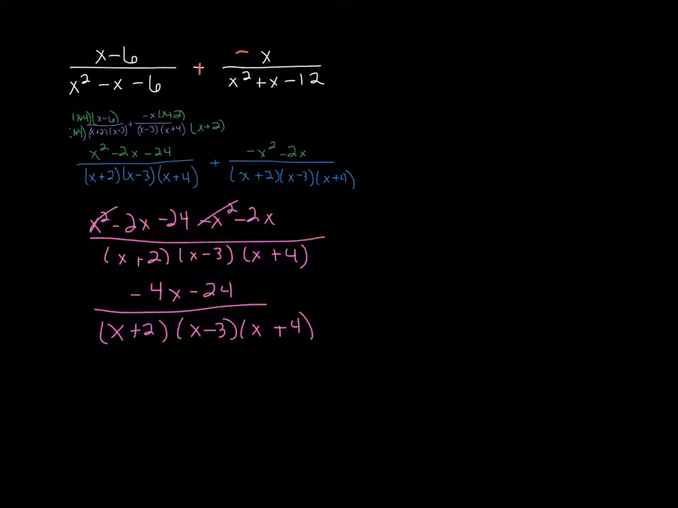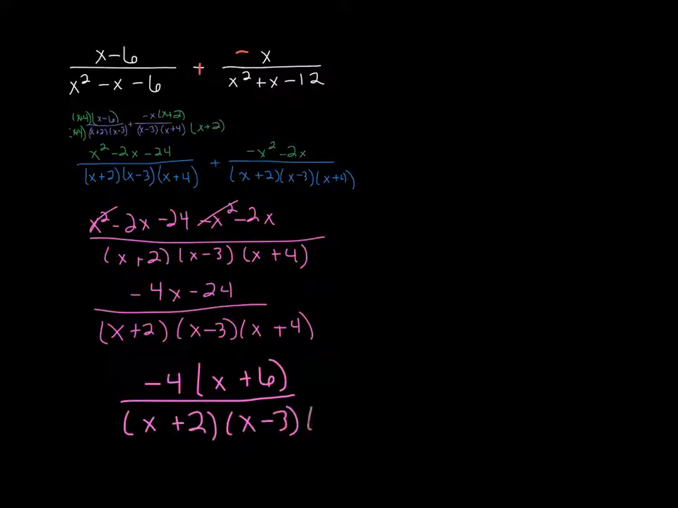Okay, now let's factor this numerator, see if there's anything we can cancel. We factor by finding the common factor of negative 4, and that gives me x plus 6. Negative 4 divided by negative 4 is x. Negative 24 divided by negative 4 is 6. And that does not give me anything that I can cancel. So that's my final answer. It's as simplified as I can get it.